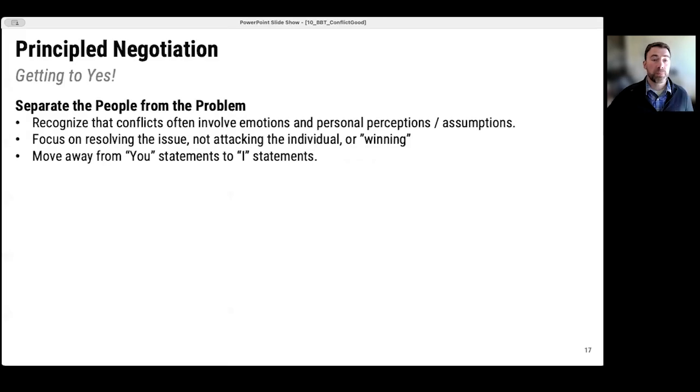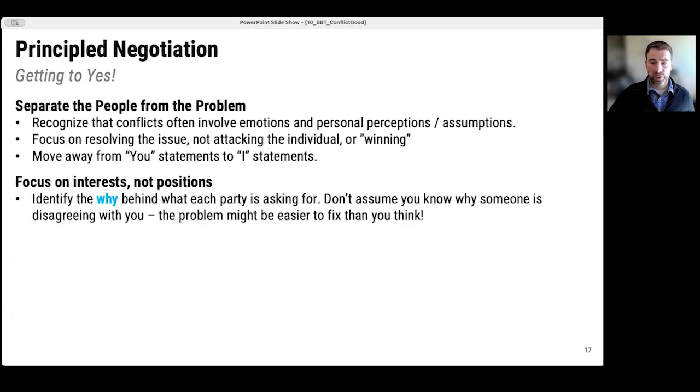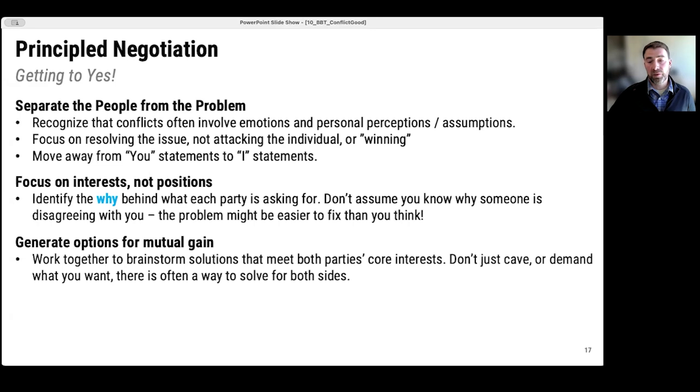This is very similar to Getting to Yes, this idea of principled negotiation. You're not talking about the people, you're talking about the problem. So stop pointing fingers by saying, you aren't giving me what I want. Say something like, I need these things, help me understand how we can get there. Focus on the interests, not the position. Often things are easier to fix than you think when you actually get down to what people really need.